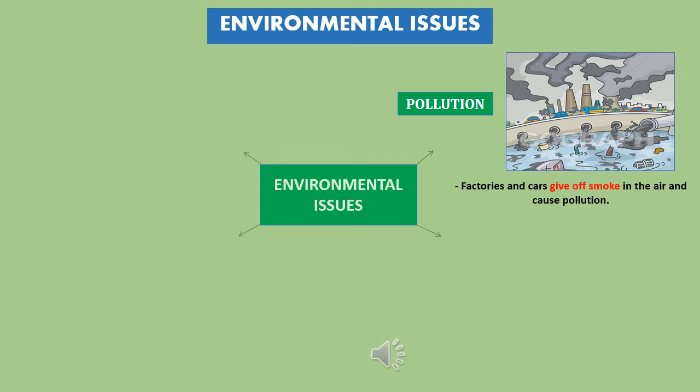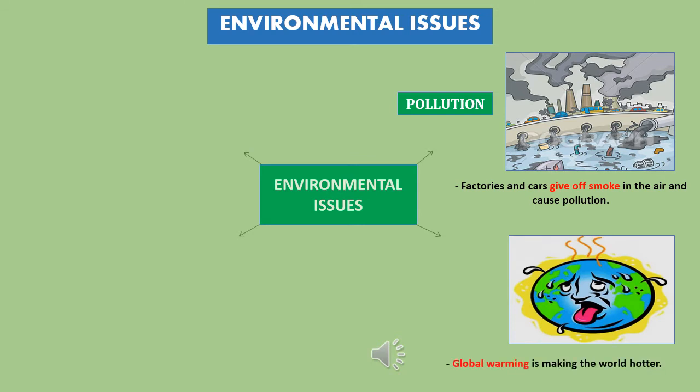Another issue, as a result of the previous one, which is pollution, is global warming. Global warming is making the world hotter, which means that, as I mentioned earlier, the world has become very hot because of the air pollution. So global warming consequently causes other dangerous problems in the world, especially climate change, a hole in the ozone layer, the rise in the sea level, extinction of some endangered animals, etc.